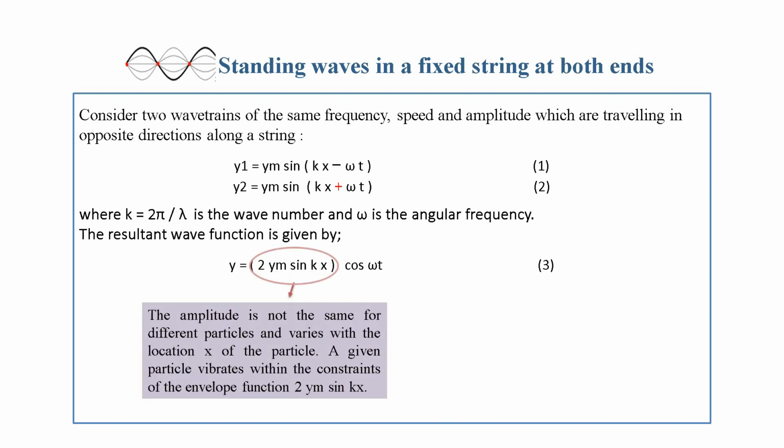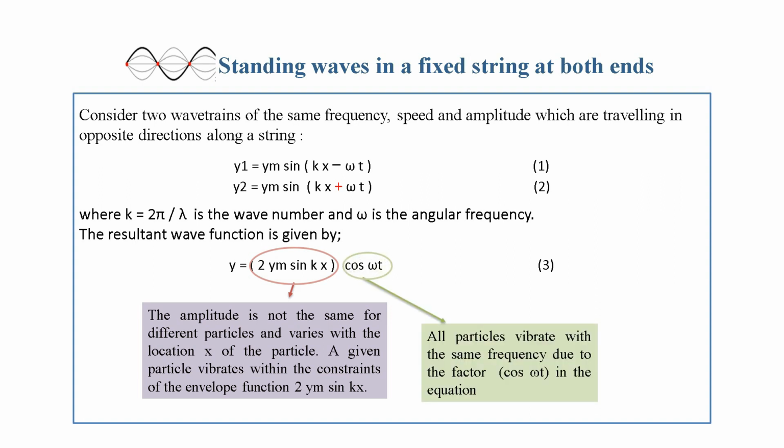The amplitude is not the same for different particles and varies with the location x of the particle. A given particle vibrates within the constraints of the envelope function 2ym sin kx. All particles vibrate with the same frequency due to the factor cos omega t in the equation.